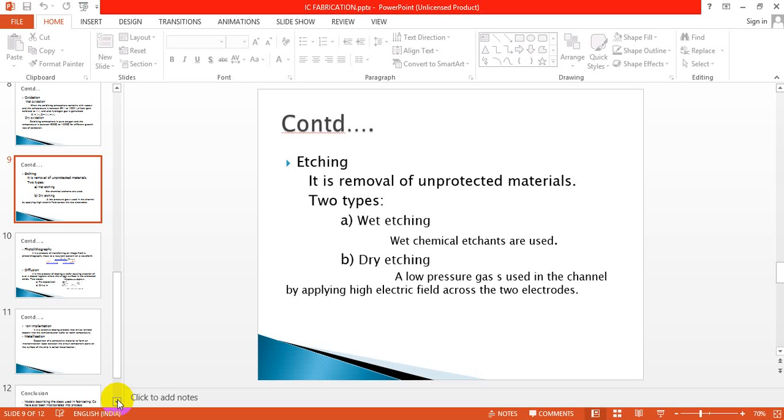A low-pressure gas is used in the chamber by applying a high electric field across the two electrodes. Some of the gas atoms are ionized, producing positive ions and free electrons and creating a plasma.